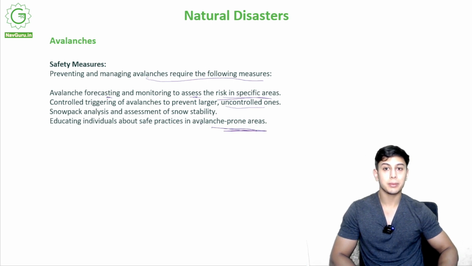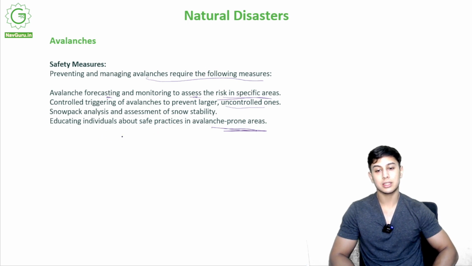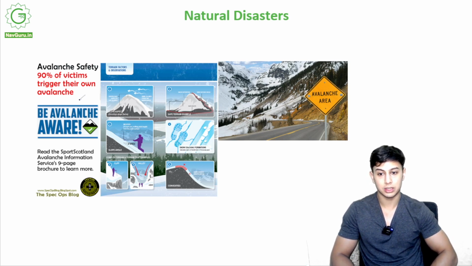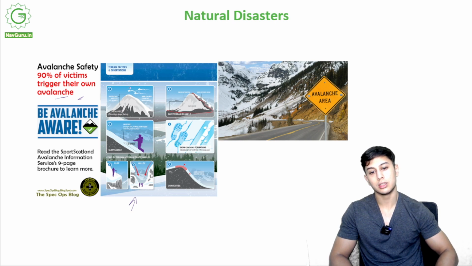So we tell them, if you see something like that, we create awareness: how do you safeguard yourself, how do you alert everyone, what are the safe practices in these areas, right? So avalanche safety: 90% of victims trigger their own avalanche. This is an avalanche prone area, so they can put a warning sign over here that avalanches can occur, right? This is an example of a safety poster issued by the Scotland government.